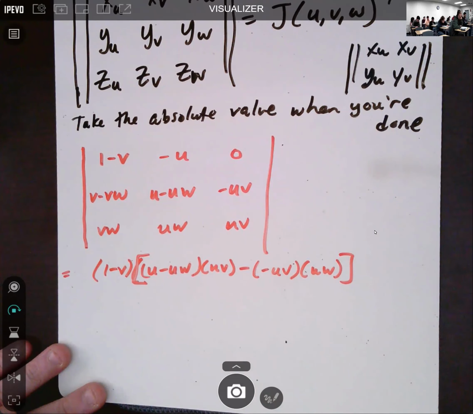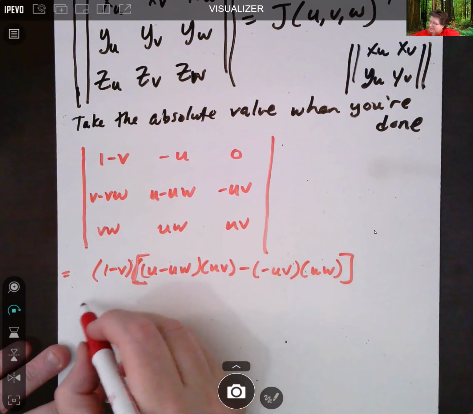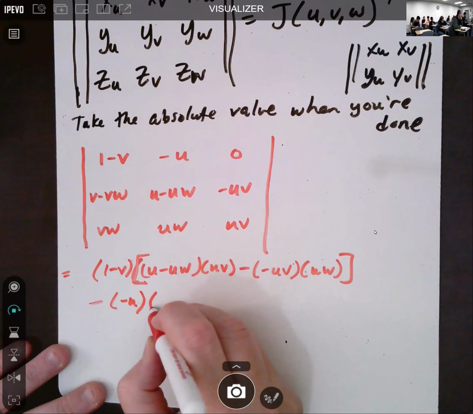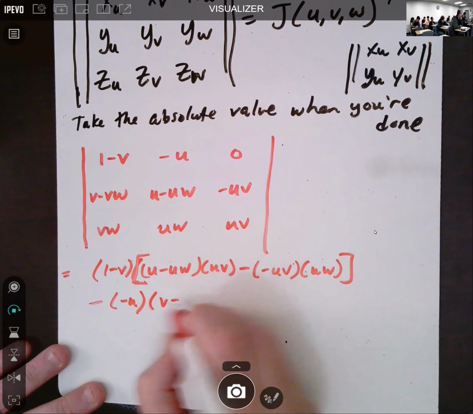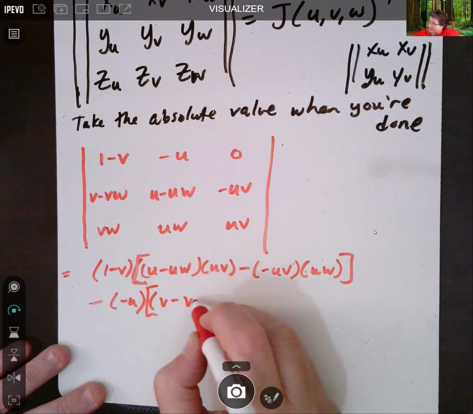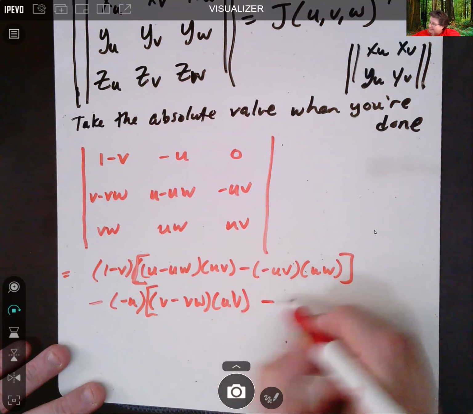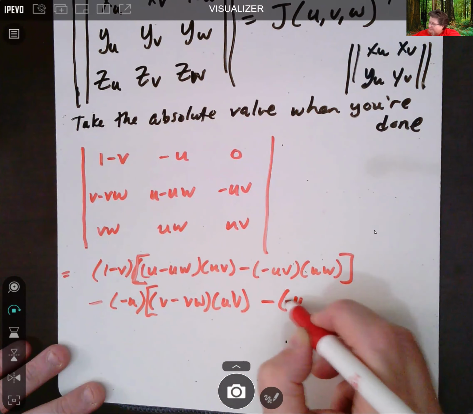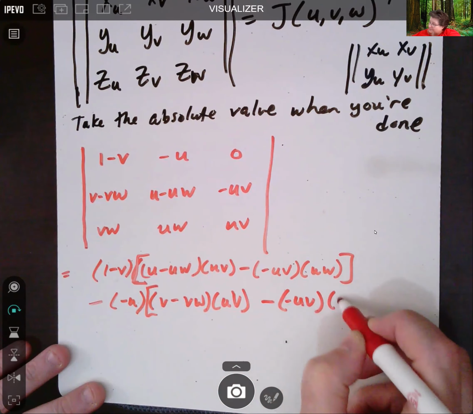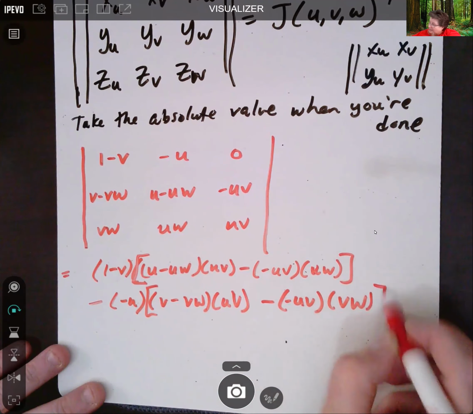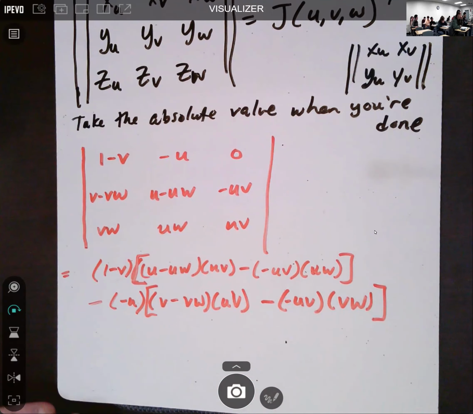Then minus a negative u, times v. Right, or is it 1? We've got v minus vw times uv. I'm doing it right. Minus u, negative uv times vw. As you can see, this is what's called a cluster.